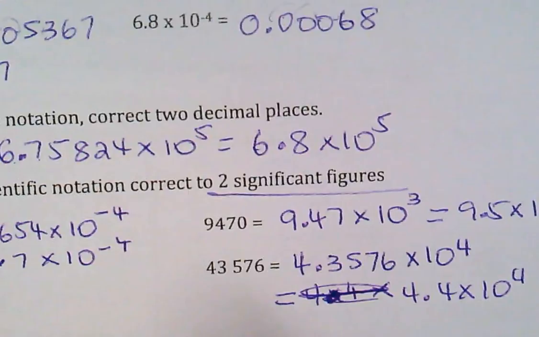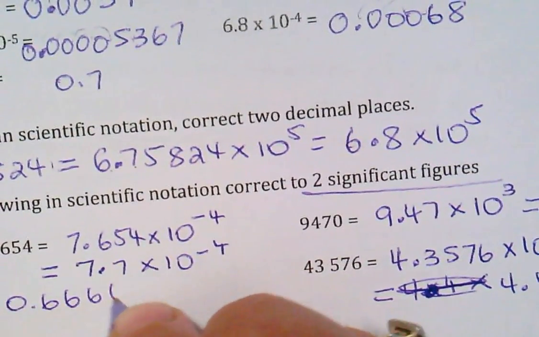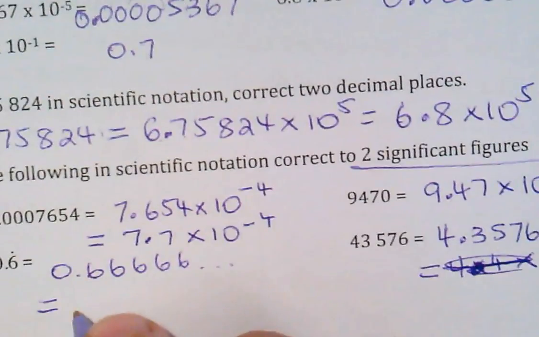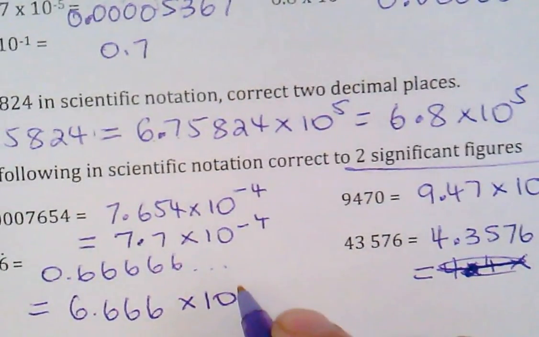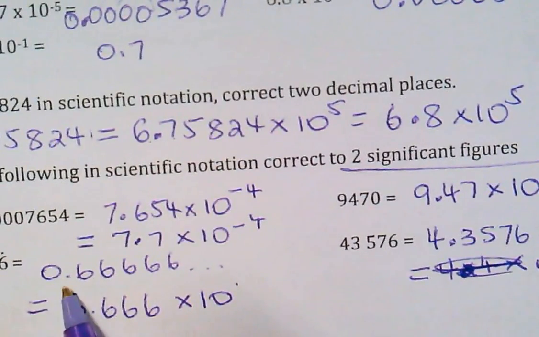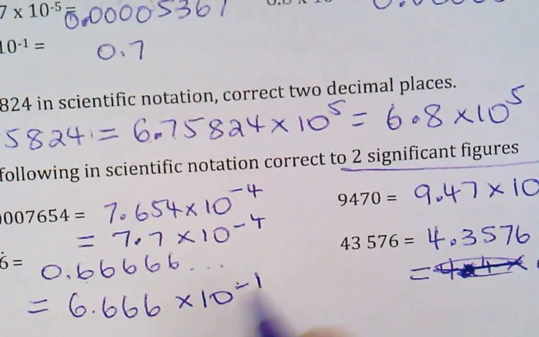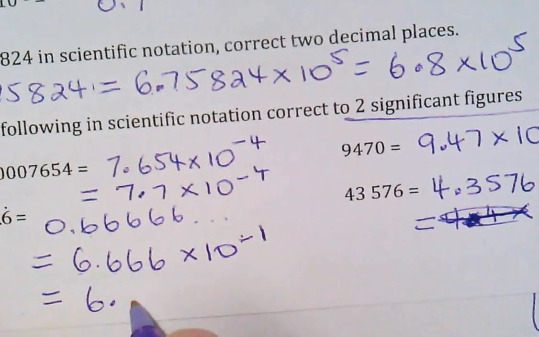And the last one, that is really 0.6666, right? Write it in scientific notation. 6.666 times 10 to the what? Girls, 0.6 recurring is 0.66. So I've moved it 1. It's to the negative 1. I just want 2 numbers, 6.7.